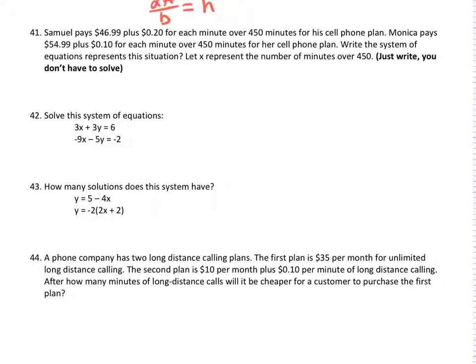For number 41, it says to just write the equations, so we do not have to solve it. Samuel pays $46.99 plus 20 cents for each minute. So y is the total amount of money he pays: $46.99 plus 20 cents per minute, and I'm going to use x for minutes over 450. Then Monica has to pay, again, y represents the total amount of money, $54.99 plus 10 cents for each minute over 450, and x represents the minutes over 450.